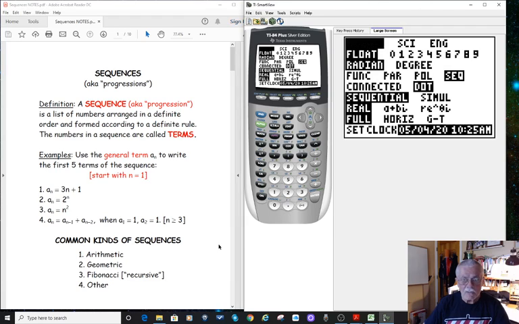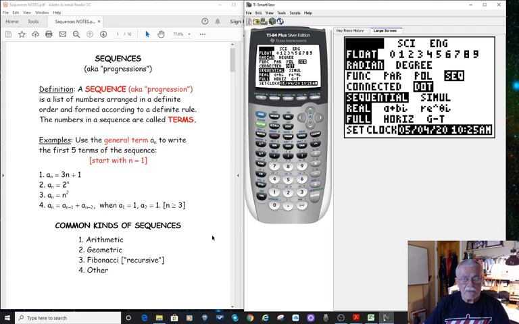Okay, today we're going to start off, I believe this is chapter 13, with sequences, aka progressions. Back in the old days, we used to call these progressions. Now they're called sequences, same thing. Definition: a sequence, aka a progression, is a list of numbers arranged in a definite order. So in other words, there's a first, second, third, fourth, etc., formed according to a definite rule. The numbers in a sequence are called terms.